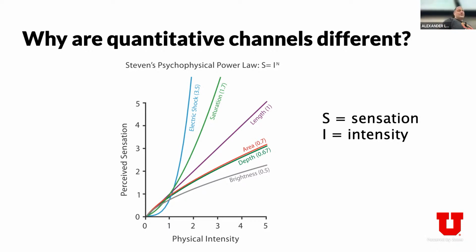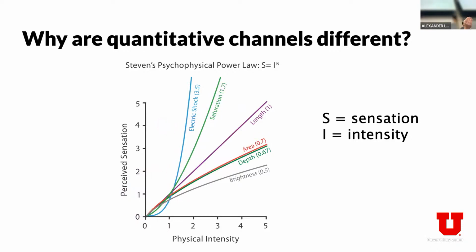And the thing to note about this chart here is that there's only really one single line that is linear. And that one line is length. So that's basically why position and length are actually good. And everything else isn't quite as good. And so we tend to underestimate brightness, and we tend to underestimate area and depth. We tend to overestimate saturation.